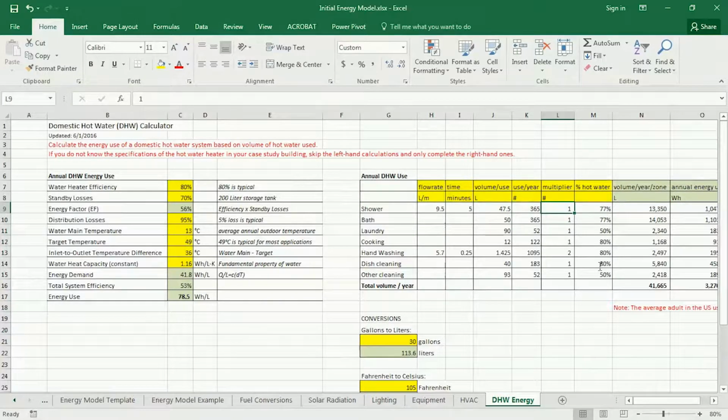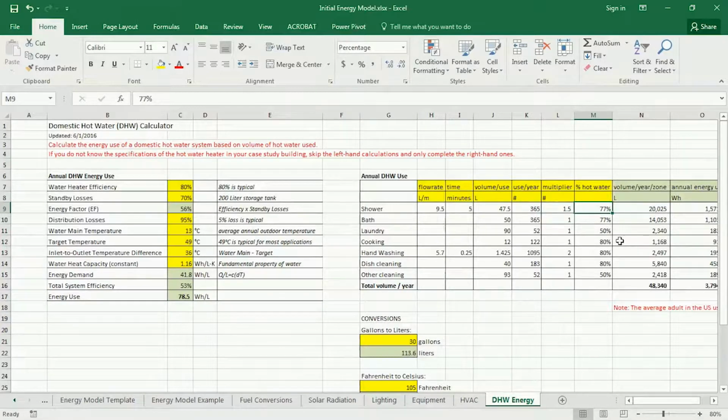And then the multiplier. If you have a roommate, then you're going to want to multiply that by 2 if they also take showers every day. If they take a shower every other day, but you take a shower every day, then 1.5 would be the right multiplier.